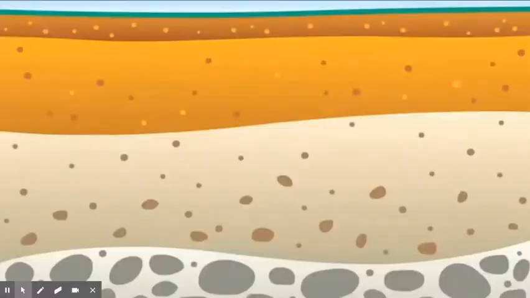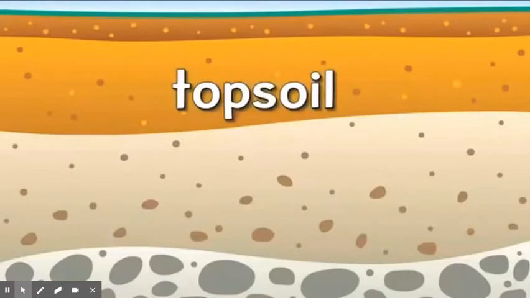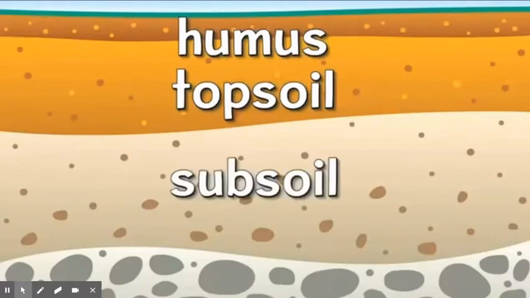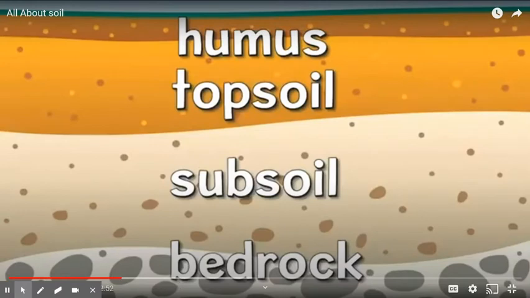There are 3 layers of soil. The topsoil is the top layer where plants grow, and it is only a few inches thick. Humus is part of the topsoil. The middle layer is the subsoil, and it is a combination of soil and rocks. Bedrock is the bottom layer that is made up of many layers of rock.